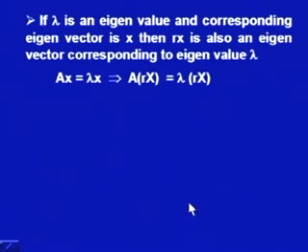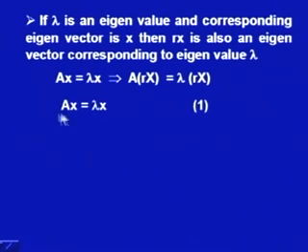If lambda is an eigenvalue and the corresponding eigenvector is x, then one can establish that rx is also an eigenvector corresponding to the given eigenvalue lambda. One can easily prove this. Let us say lambda is an eigenvalue, that simply means there exists x such that Ax is equal to lambda x. If I multiply both the sides by a scalar r, then r times Ax, which is A times rx, is equal to lambda times rx, and that simply establishes this result.